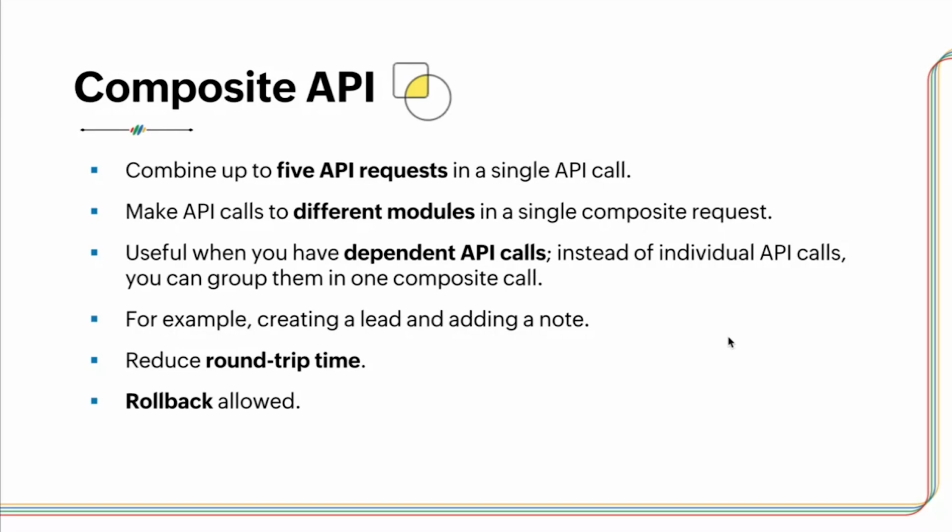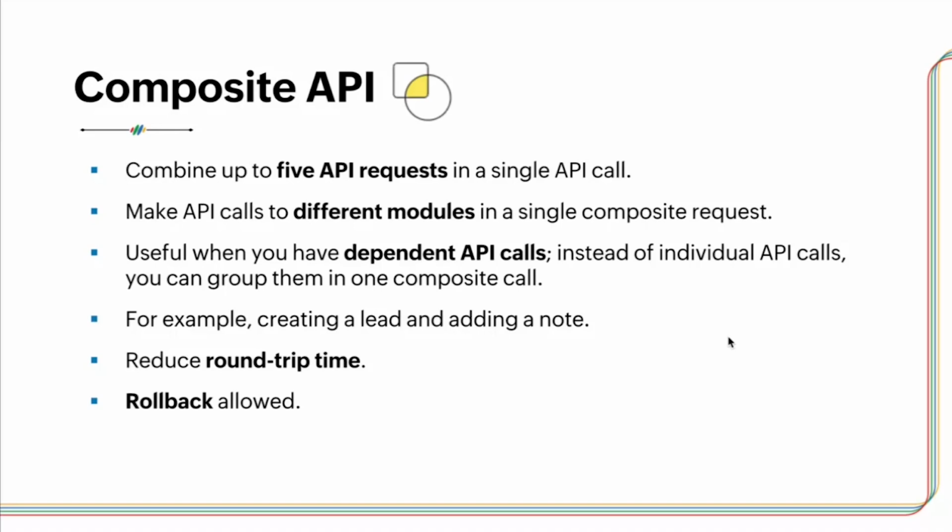And another advantage of using composite API is that it reduces the round trip time. By round trip time, I mean the time it takes for the request to reach the server and then bring back a response. So let's say you are making 2 API calls, then you'll have to wait for the response for creating a lead, and then again wait for the response of adding a note. So when you combine these 2 API calls in a composite request, you'll just have to wait for the response of 1 API call.